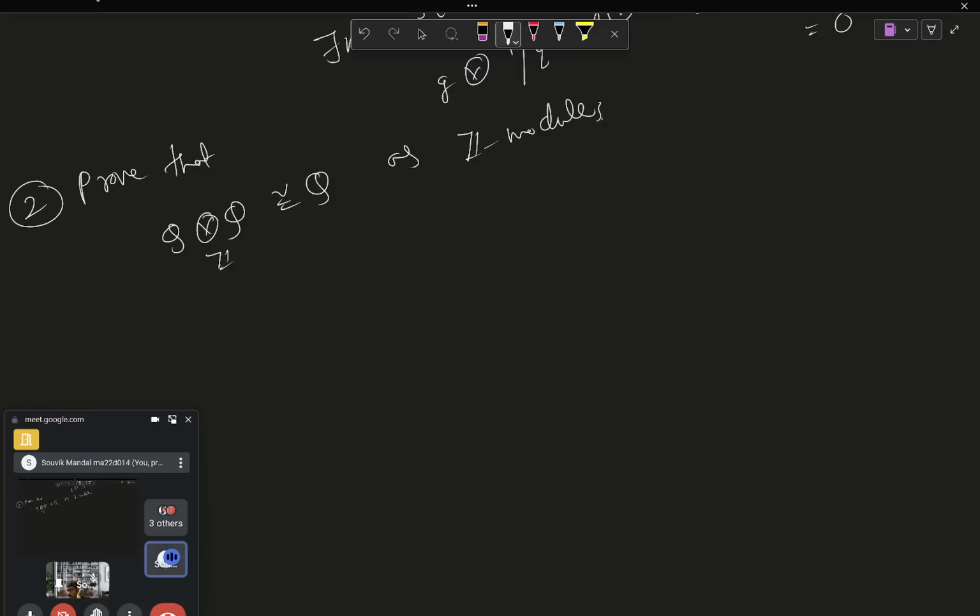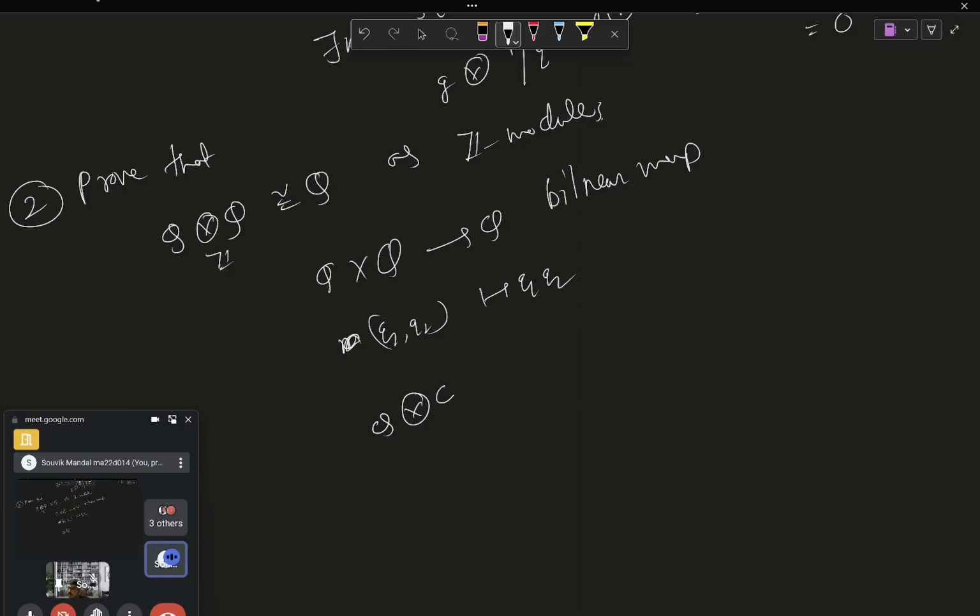So this argument goes as follows. First, we need to make a bilinear map from Q cross Q to Q, right? So what is the map? The map is the obvious one: (q1, q2) goes to q1 q2. Now, obviously it is bilinear, so this gives a well-defined linear map from Q tensor Q to Q, namely q1 tensor q2 goes to q1 q2.